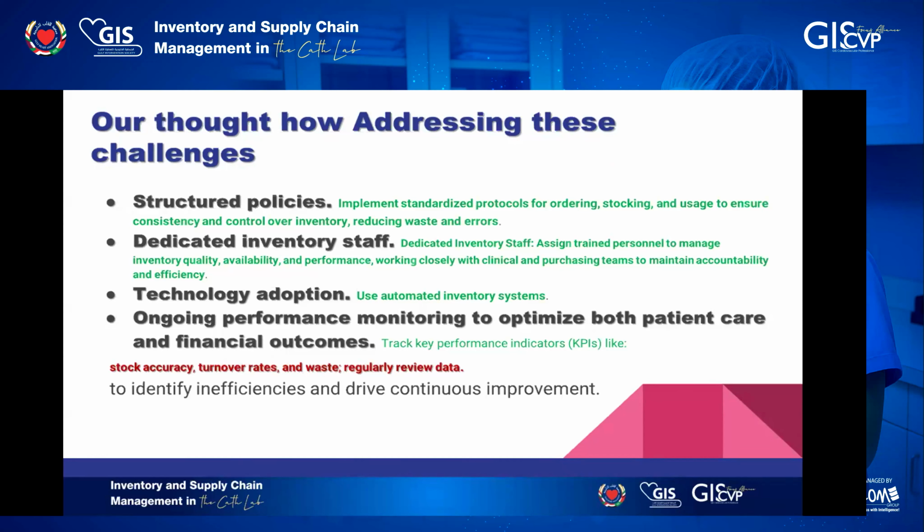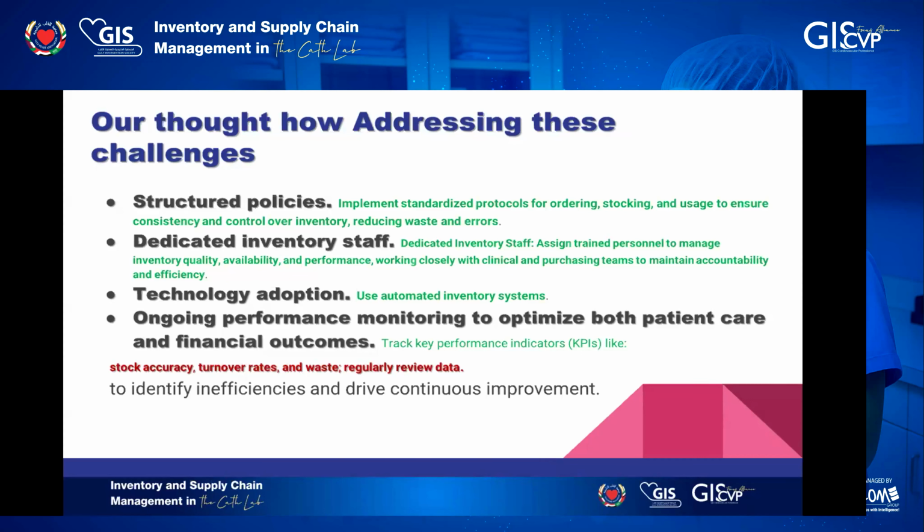We manage that with dedicated inventory staff. The strict supplies policy implements a standardization protocol for ordering stock: how to order, how to use, to ensure consistency and control over the inventory, and to reduce waste and errors. All of this is done by a team of dedicated inventory staff, including the interventional cardiologists, technologists, nurses, even the recovery nurse. Because the manual inventory method wastes a lot of time, we are supposed to move to technology adoption in the future.